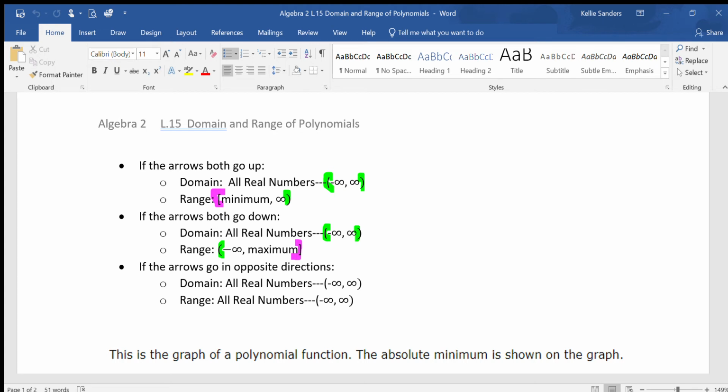Last lesson in Unit L, L15, domain and range of polynomials. I know, it's not fun, is it?